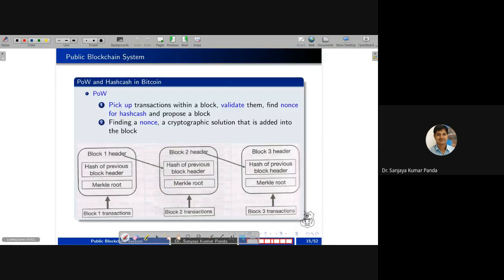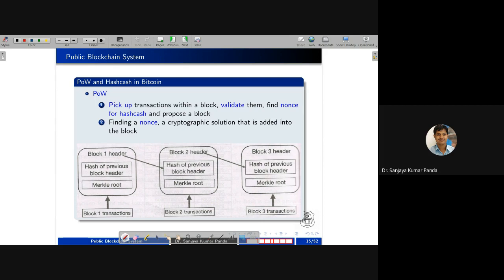So here you can see, in order to go for hashing, first you have to pick up a particular transaction within a particular block. Each block size, we assumed, is 1 MB, and 1 MB is more or less equal to 2000 transactions. So we are going to validate them, find the nonce for hashing, and propose a particular block. The second step is called finding a nonce, a cryptographic solution. The nonce is a cryptographic solution that is added into the block. In this way, the process of hashing actually works.